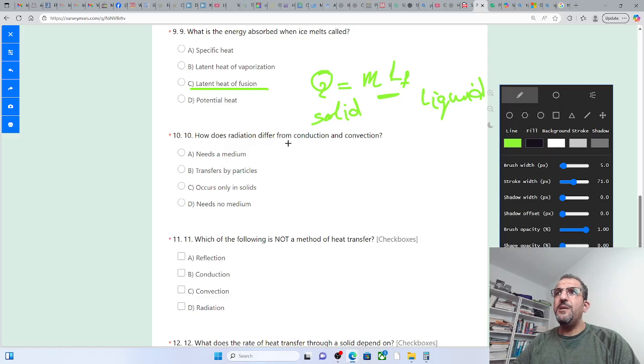So how does radiation differ from conduction and convection? Needs a medium, transfers by particles, occurs only in solids, needs no medium. So D is the right answer. The radiation, you can see from the name, doesn't need a medium, so it is a wave. The electromagnetic wave doesn't need any medium. And we will study electromagnetic waves, by the way, when we start talking about waves.